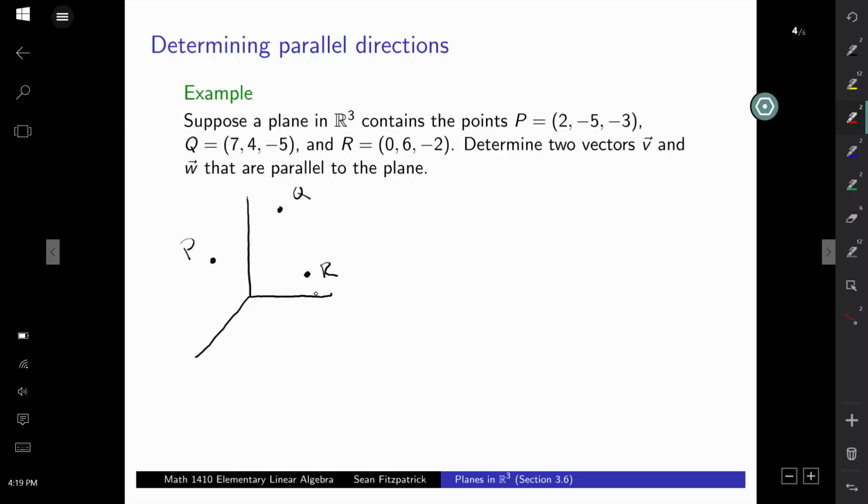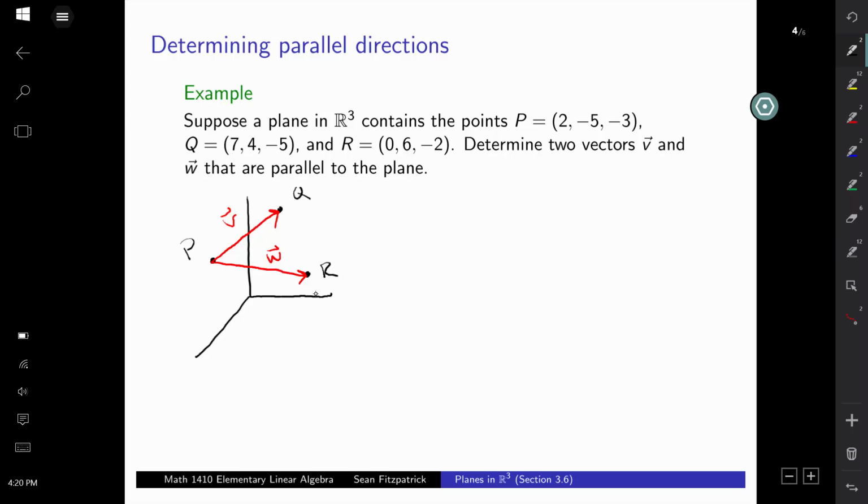If I draw a vector between a pair of points, let's say the vector from P to Q, that vector has to lie in the plane because it passes between 2 points in the plane. Planes are these flat objects. If I stretch a string between 2 points that lie in the plane, that string is going to lie flat on the plane. So we can call that v, and let's take P as a common anchor. It's often convenient to anchor both of your vectors at the same point. We'll call the other one w.